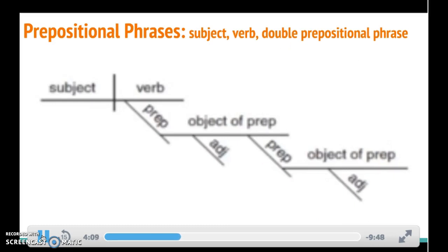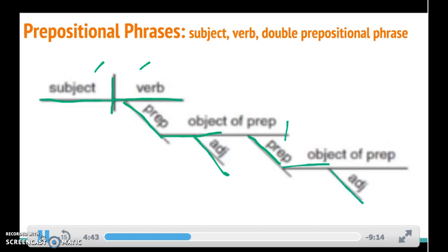Now I'm going to show you how to diagram a subject, a verb, and a double prepositional phrase. So here we put the subject as normal, the verb right here. Then we put as normal our preposition, the object of our preposition, or the noun, and the describing word below the noun. And then if we have another preposition, we're going to put the preposition right below the same, and the object and the describing word of the object.